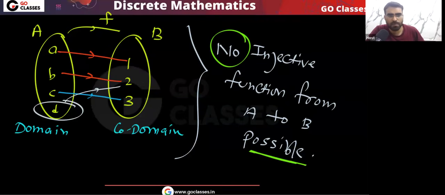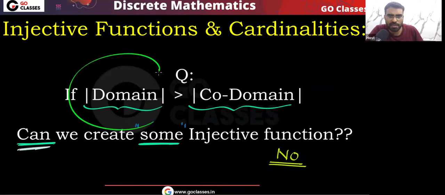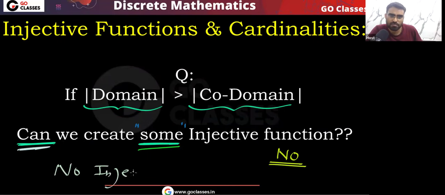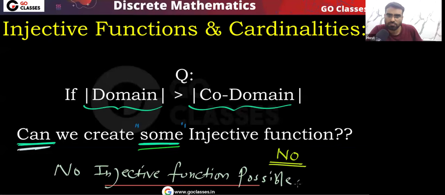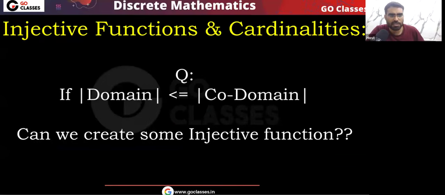Is this understood? So remember, when the domain cardinality is more than codomain cardinality, then we cannot create any injective function. Is this clear? Okay, so remember, no injective function possible. Understood? In this situation, injective function is not possible. Okay, let's move on. Tell me the answer for this question.